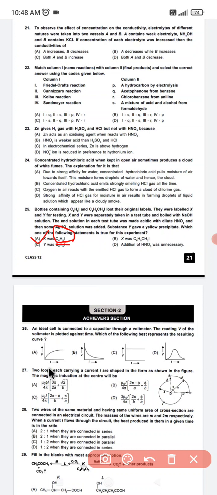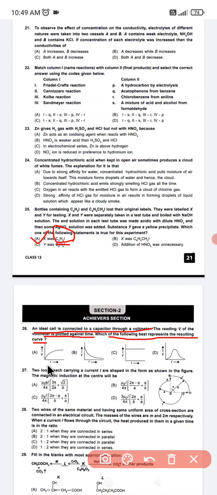After that we have the achiever section, that is section 2 of the question paper. In this we have this question: an ideal cell is connected to a capacitor through a voltmeter. The reading V of the voltmeter is plotted against time. Which of the following best represents the resulting curve?